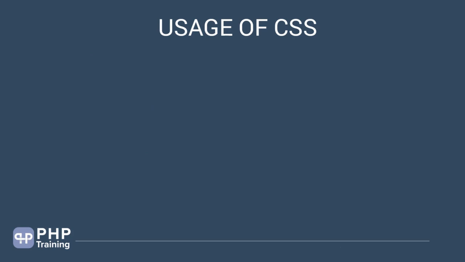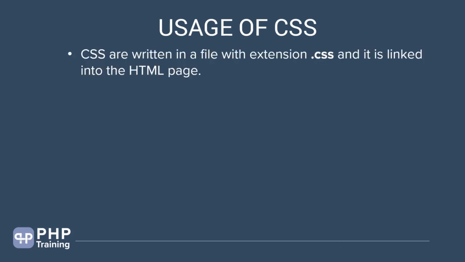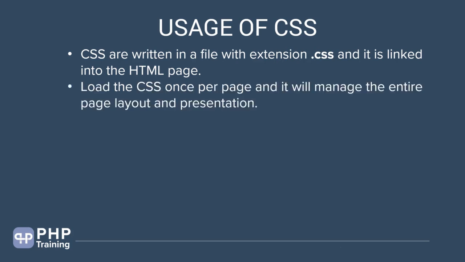So let's look at some of the usages of CSS. CSS is written in a file with the extension .css and it is linked into the HTML pages. In the next lecture, we'll understand how many types of CSS you can link into your HTML. One of the ways is to write into a .css file and then include it in an HTML page. The other way is also possible, but this is one of the ways. You can load the CSS once per page and it will manage the entire page layout and presentation.